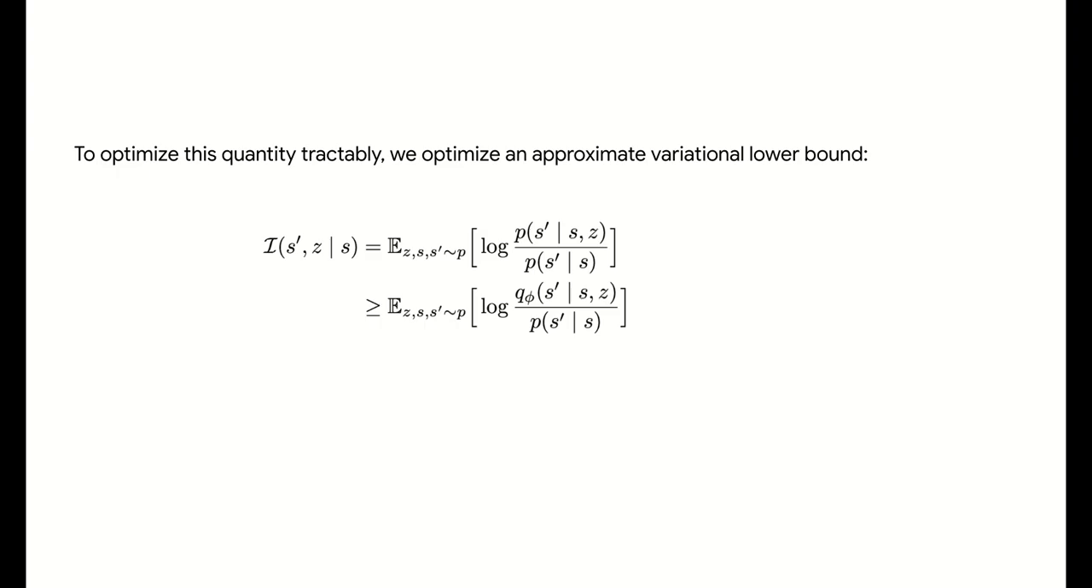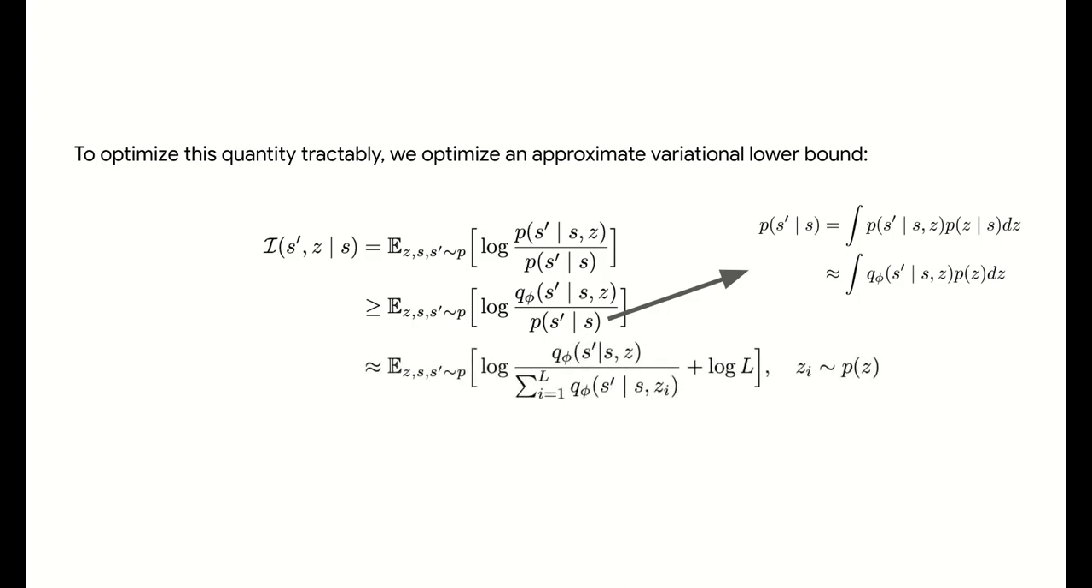For the intractable denominator, P of S prime given S, we resort to approximations. In particular, we use the marginal of a variational distribution over the prior P of Z to approximate P of S prime given S. By taking the Monte Carlo estimate of this approximation, we get the reward function for DADS, which is described in this last equation.